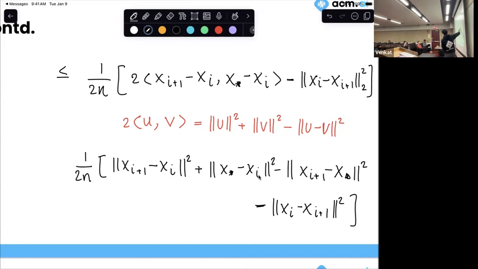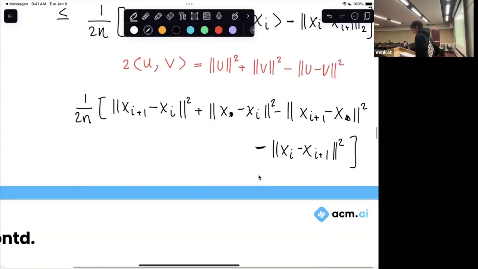Everybody get how we just applied this formula just to this term, right? So u here is xi plus 1 minus xi, z here is x star minus x. So far, so good. Any questions so far? Okay, cool.